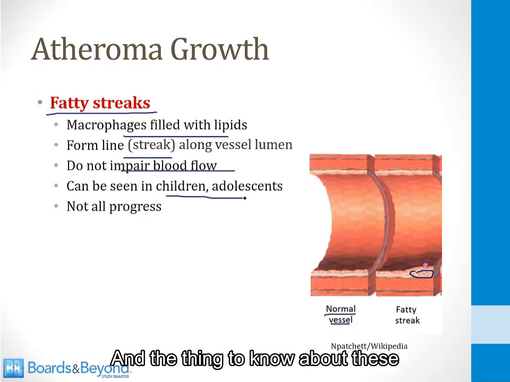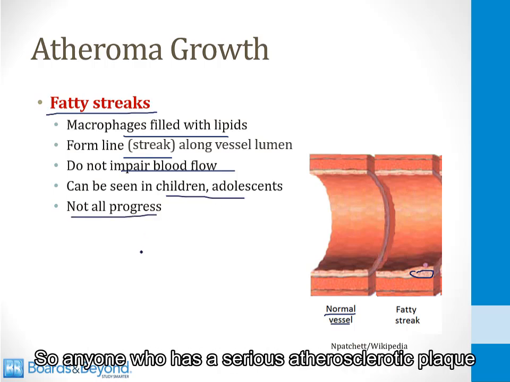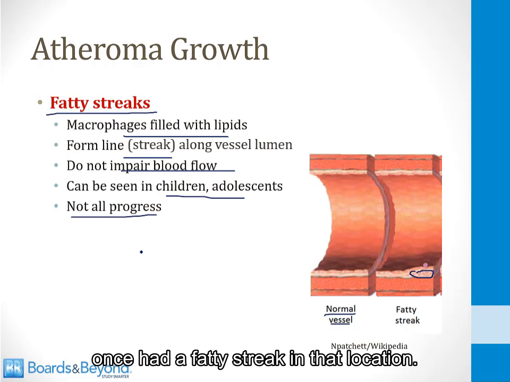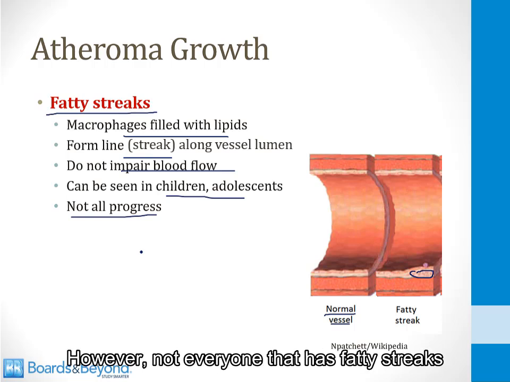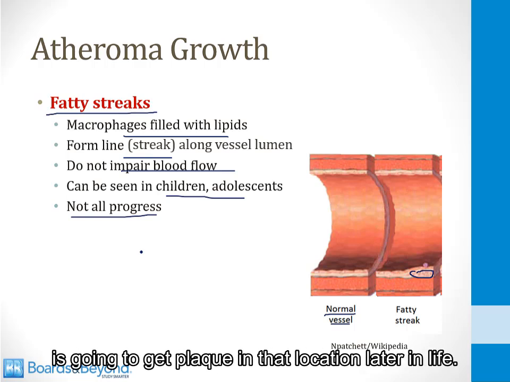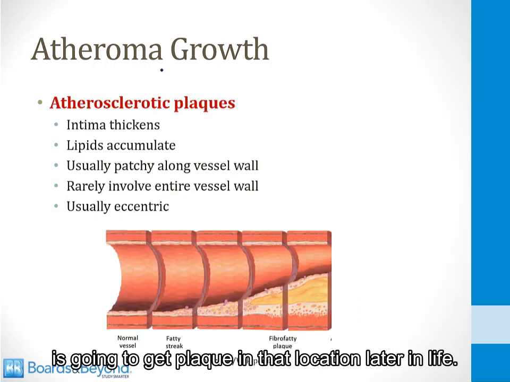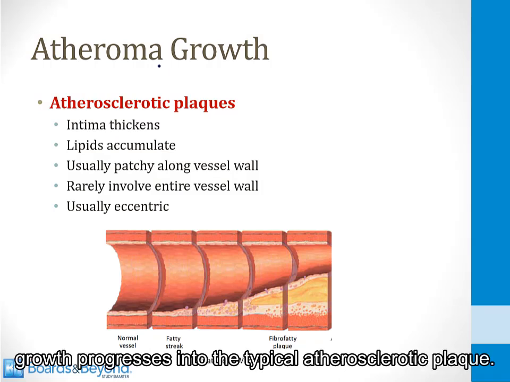And the thing to know about these is they don't all progress. So anyone who has a serious atherosclerotic plaque once had a fatty streak in that location. However, not everyone that has fatty streaks is going to get plaque in that location later in life. From the fatty streak phase, growth progresses into the typical atherosclerotic plaque.